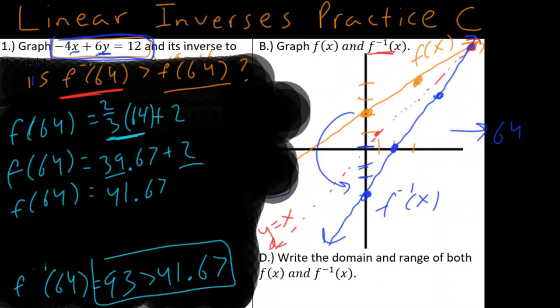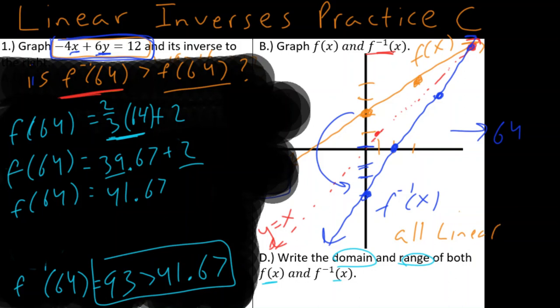Okay, well, level C students, let's look at part D. This is our final little thing. It says write the domain and range for both f of x and f inverse of x. Now, typically, for anything other than a linear function, these will be different, but this is true for all linear functions, so long as they are not cut up or chopped up.